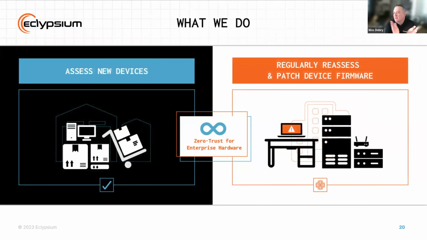So again, this really breaks into two pieces. First is assessing new devices, understanding that the hardware is genuine, making sure there's no unknown risks when we bring it into your organization. And then second is regularly assessing and patching that device firmware. So again, operationalizing the firmware components, or everything below the operating system, on all of your devices inside of your organization. This all comes together ultimately to build a zero trust architecture when we talk about your endpoints, laptops, desktops, servers, and networking equipment.